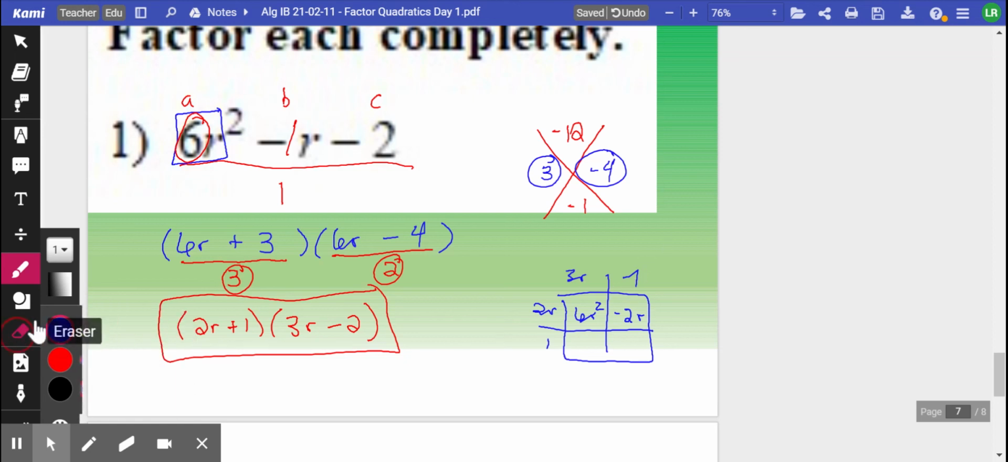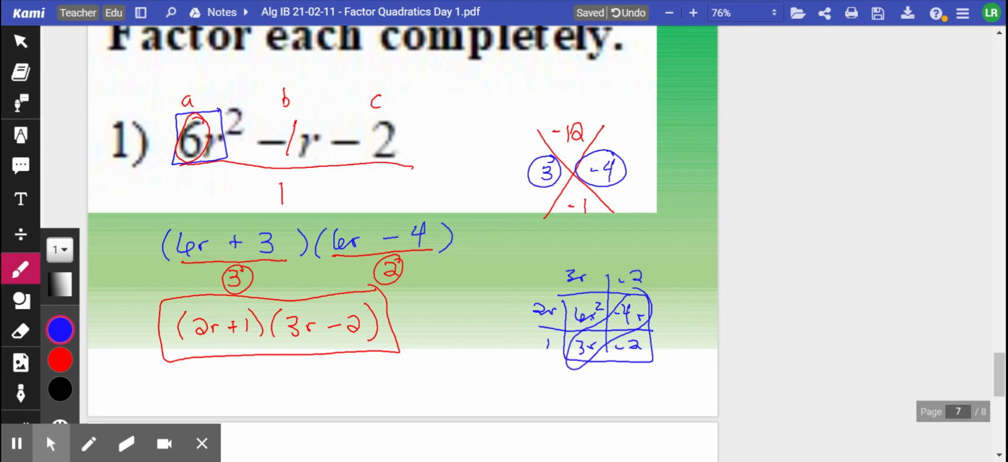Sorry, I just realized I wrote down a -1 right there. It should be 3r minus 2. So 2r times -2 is -4r. 1 times 3r is 3r. And 1 times -2 is -2. And if I did this, I get 6r squared. When I add these r's, I'm going to get -1r, which is right here, and -2, which is right there. Okay, so they do work in reverse order.